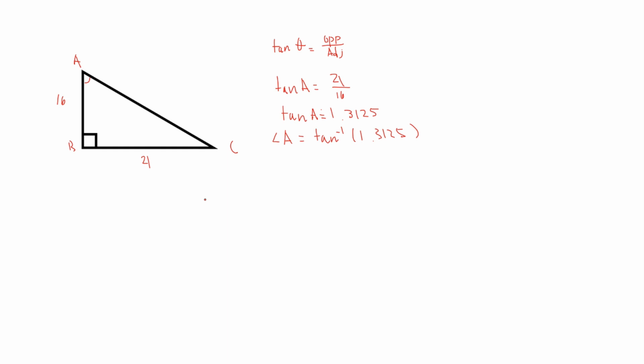But anyways, I'm going to do it now, and I get approximately 53 degrees. And you usually round up for angles. So 53 degrees. And that's how you find the angle of a right angle triangle using tangent.